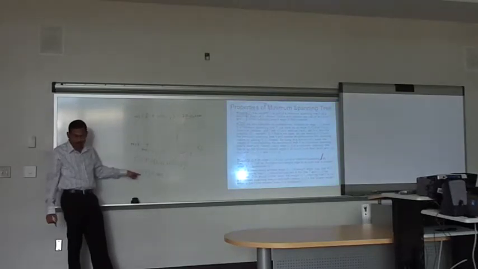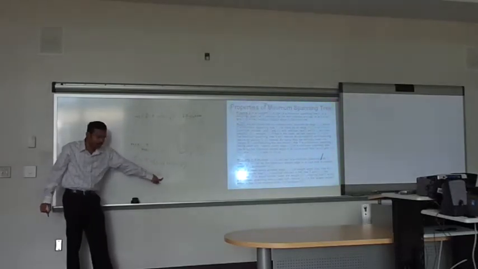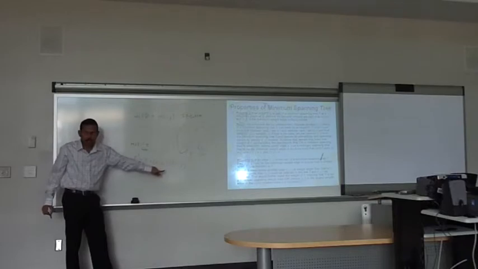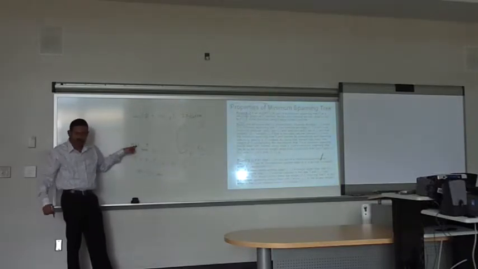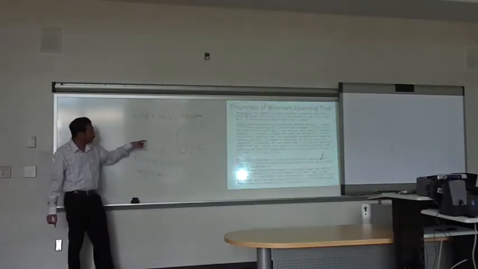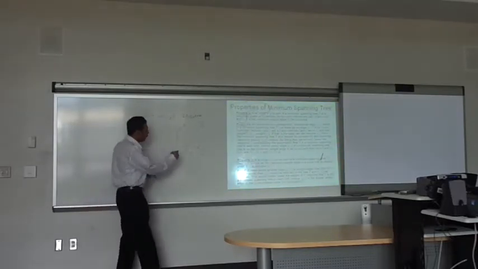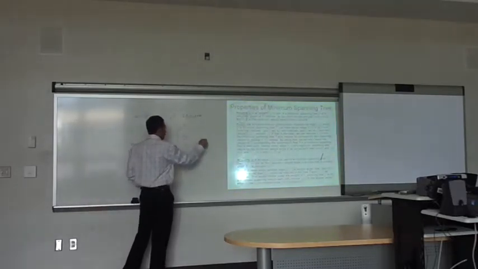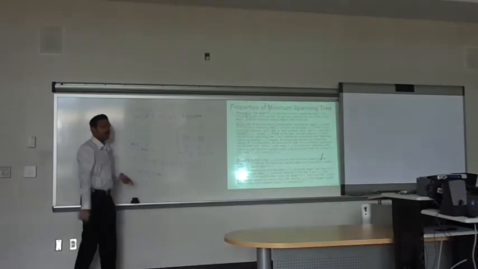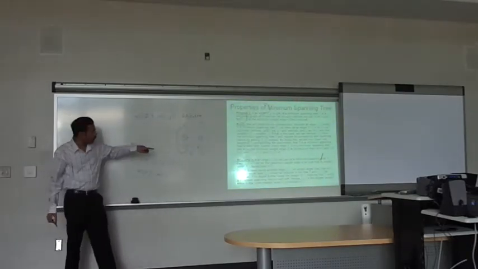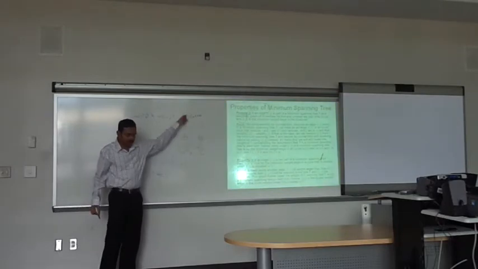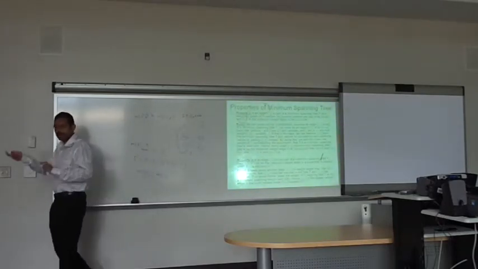And this is not possible because this is a minimum spanning tree to start with. So it's a contradiction. So that's why there cannot be such an edge i prime j prime that is less than the weight of this edge ij. So this has to be the minimum weight edge crossing this cut set. So it's the same thing looked at different way.